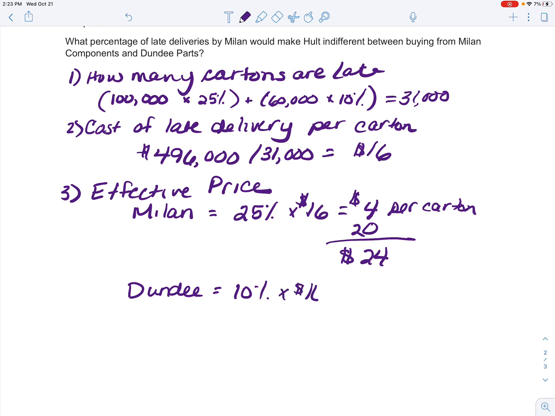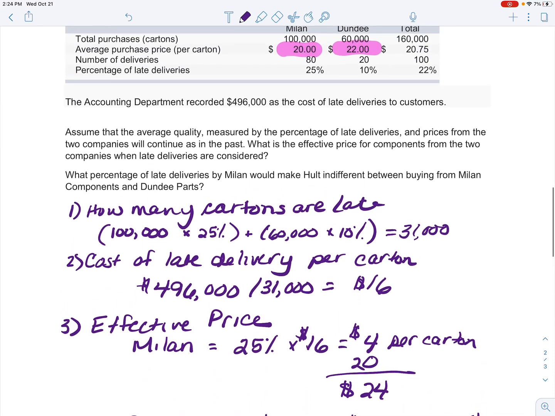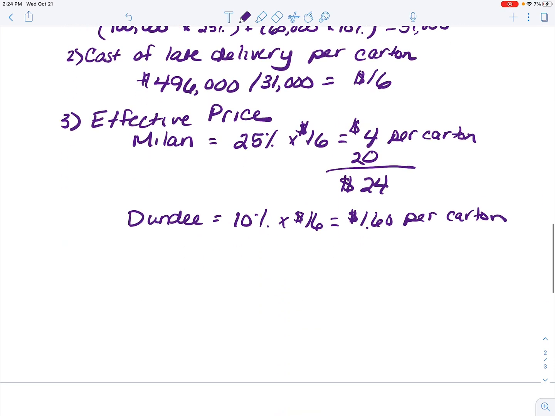That price per carton that we determined was $16. Therefore, it's effectively adding $1.60 per carton to each of those. They're currently charging $22 per carton. Therefore, my effective price is $23.60. When we look at this kind of data, we can see that even though Milan had a cheaper price to begin with, in actuality, it's better to go with Dundee because the effective price is lower.